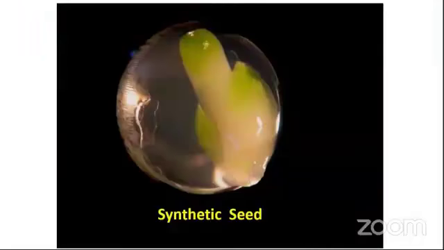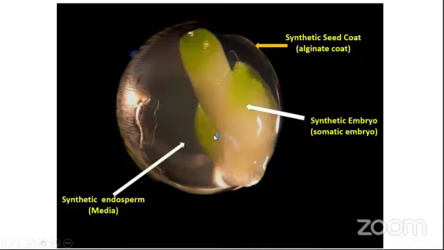So this is the method of the synthetic seed. We can encapsulate or envelop the somatic embryo within an encapsulated bead, and within the bead there is a synthetic seed coat, a synthetic embryo, that is the somatic embryo, and the endosperm, which provides the nutrient as an artificial nutrient medium. So this concept can help to conserve or propagate through the vegetative mode of propagation.